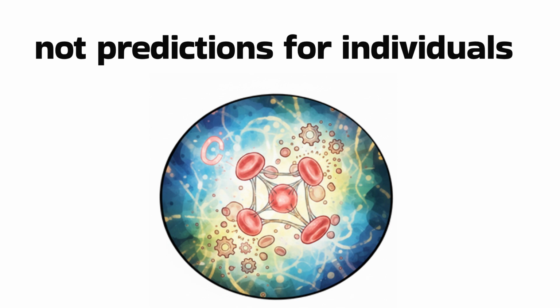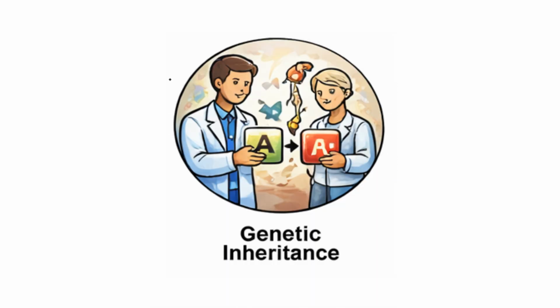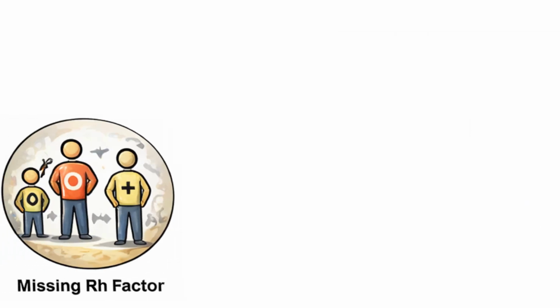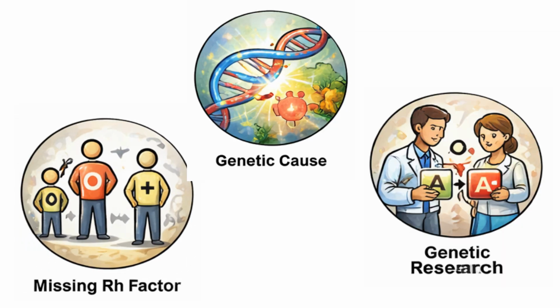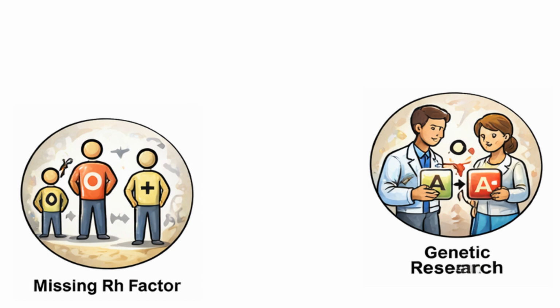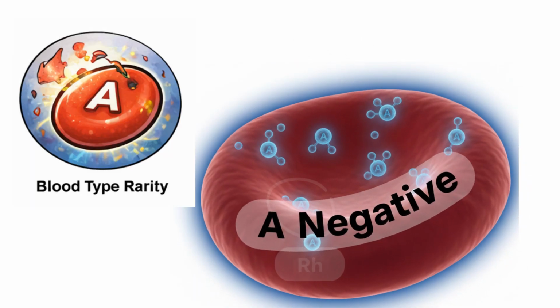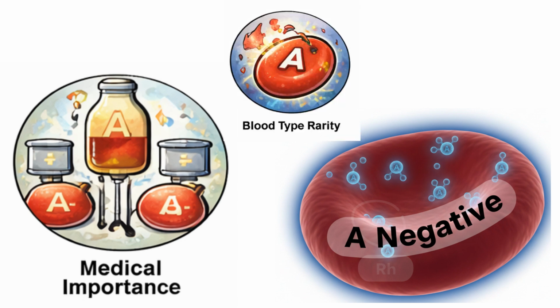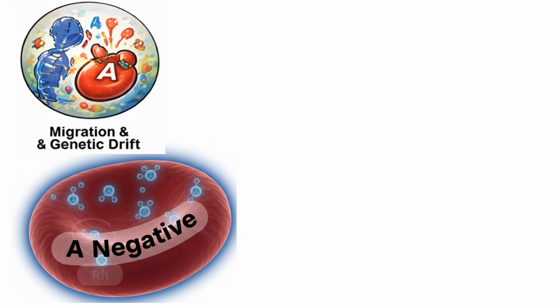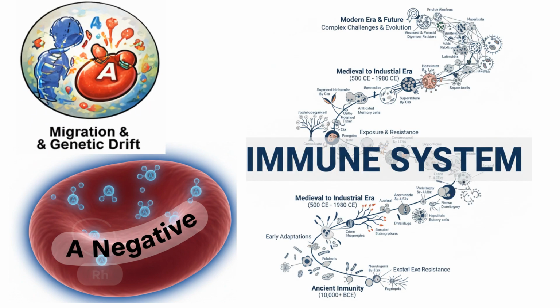Genetically, A negative occurs when a person inherits at least one A allele and two copies of the Rh negative variant. Because Rh negative is recessive, both parents must carry it for a child to be Rh negative. In transfusions, A negative blood can be given to A or AB recipients who are Rh negative, making it medically important, though far less common than O negative. A negative is a subtle variation, shaped by migration, mutation, and immune system adaptation across thousands of years.